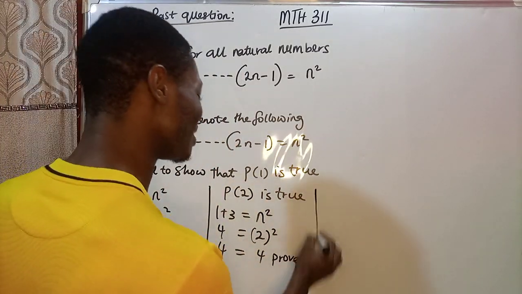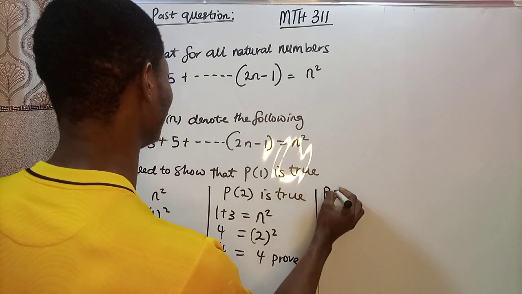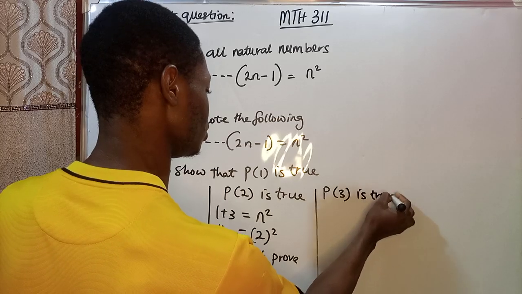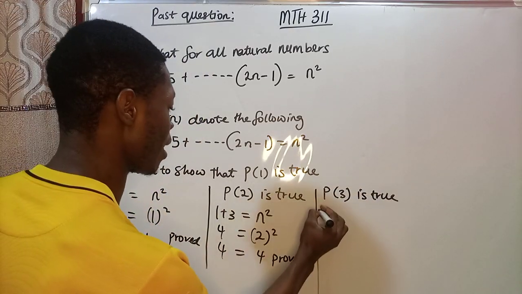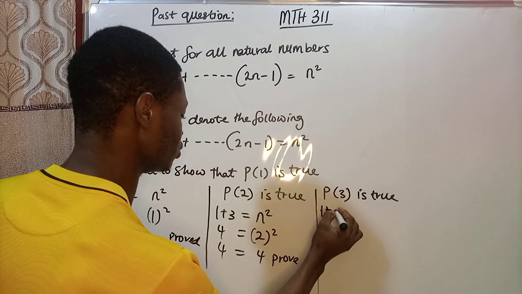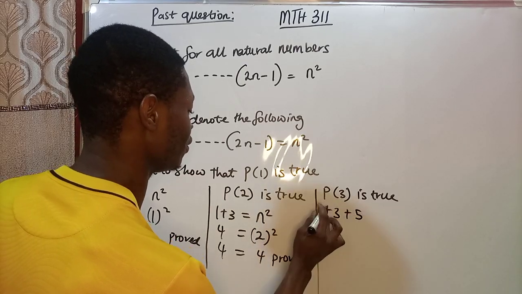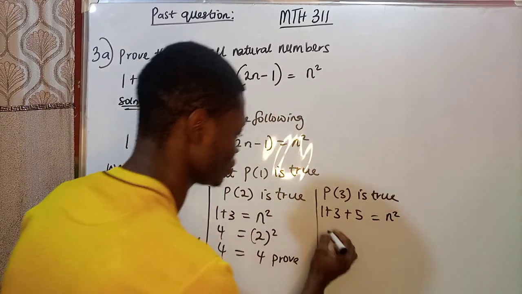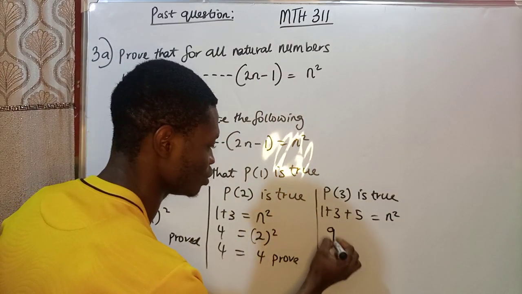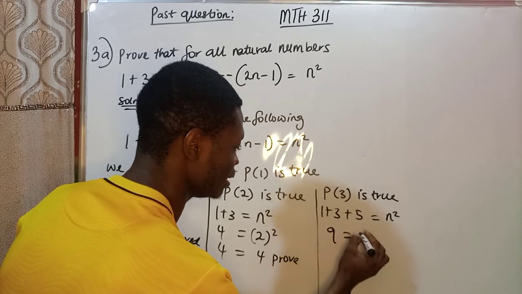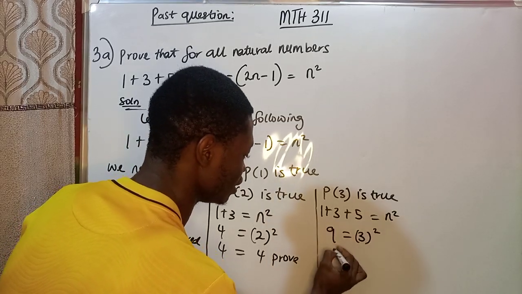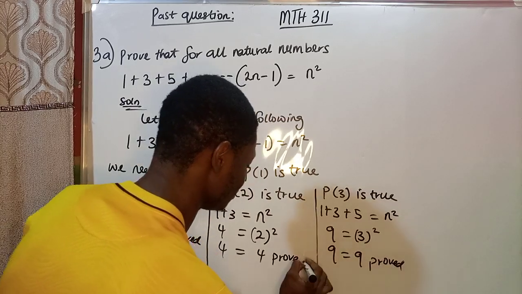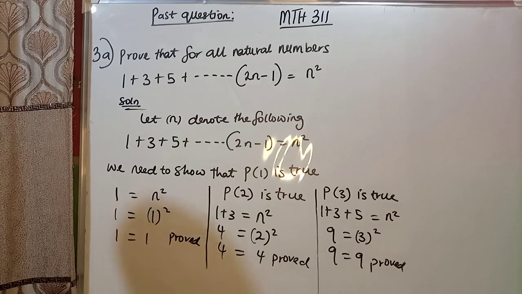So we have P of 3 is true. Now we say 1 plus 3 plus 5 will give us this n squared? Let's check. Is equal to n squared. 1 plus 3 plus 5 is what? 9 is equal to. Remember our n is what? 3. 3 squared. 9 is equal to 9. Proved. Wow. We have proved it.